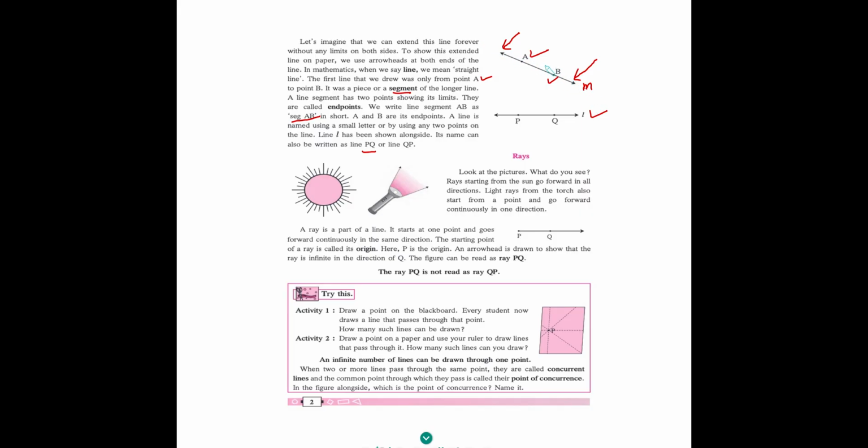So we can say the line M, or we can say this line segment, seg AB, right? Or we can extend the segment from A to this side and B to this side, and name the line as line M. Got it? So next is a ray.